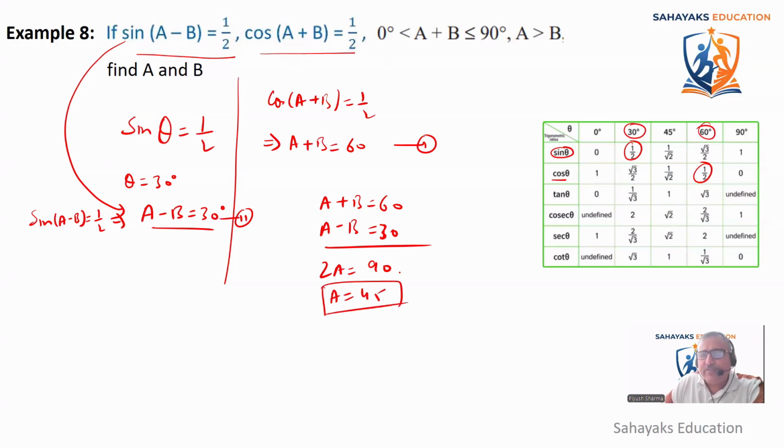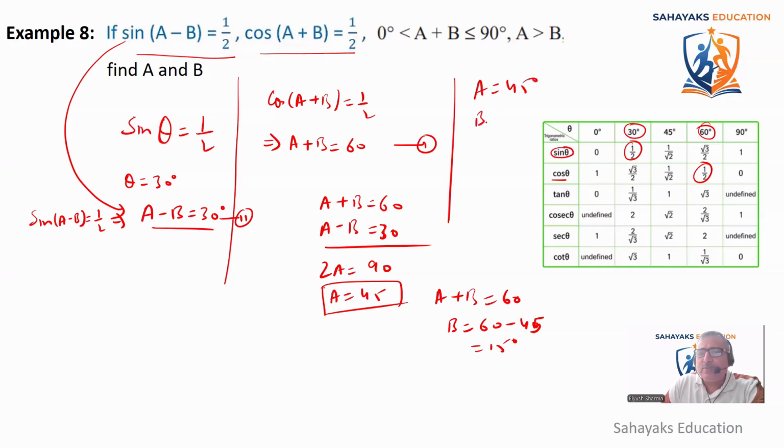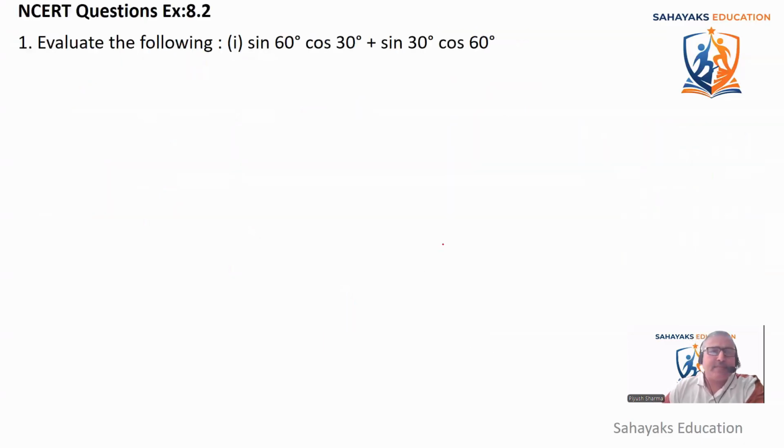If angle A is 45, we know A plus B is equal to 60. So B comes out to be 60 minus 45, and that comes out to be 15 degrees. So we know A is equal to 45 degrees and B is equal to 15 degrees. Is this clear? Okay, so coming to the next question.